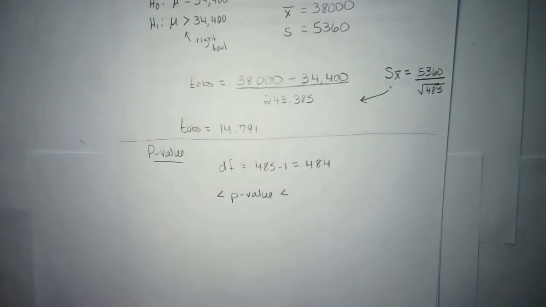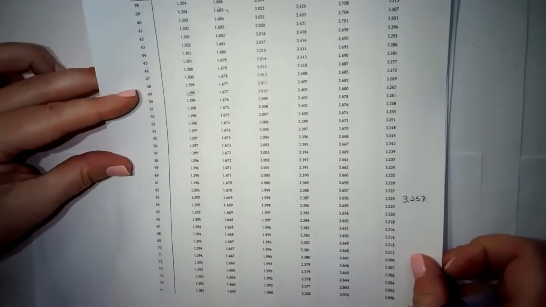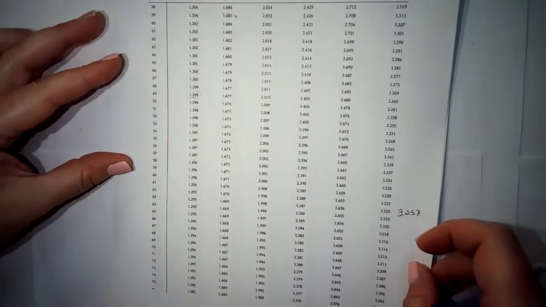Okay, so if we try to find 484 degrees of freedom, that's not going to happen. But remember, anything bigger than 75, we just call it infinity. So we're in the bottom row down here of our T chart. Can you guys see that way down there? All right. Okay, so I'm looking in the bottom row, and let's see.